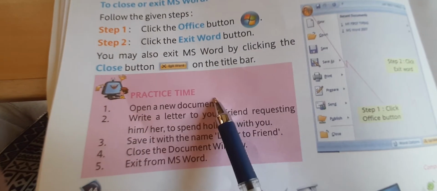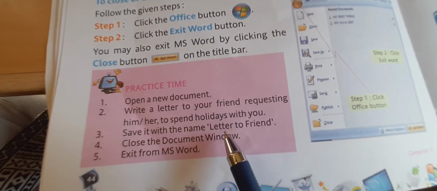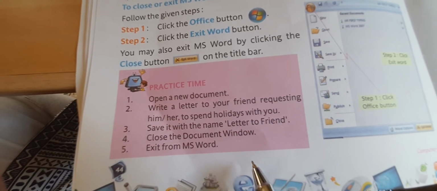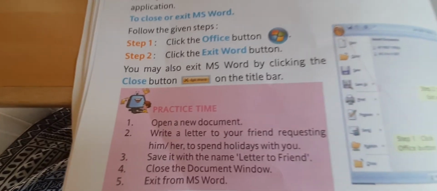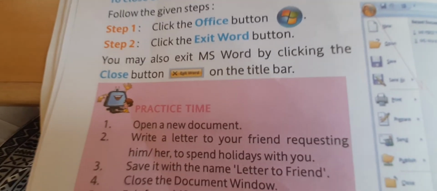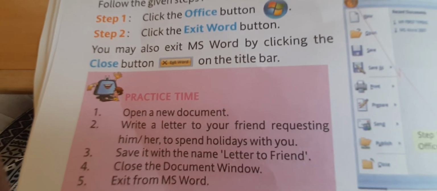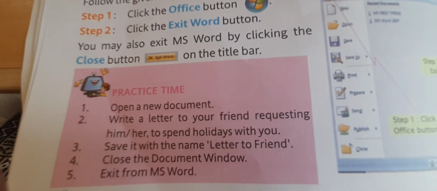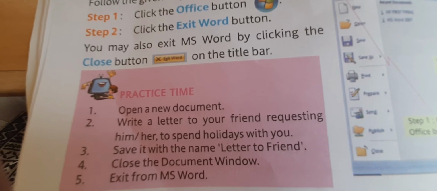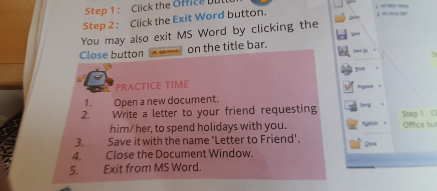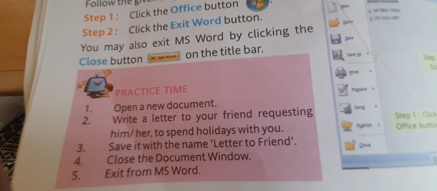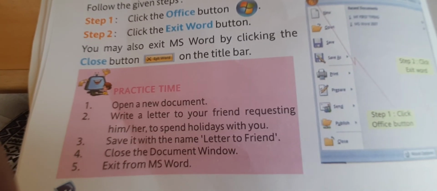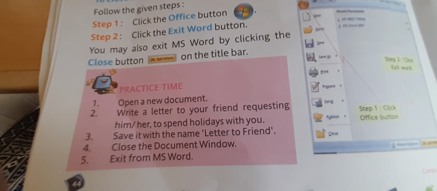Now again practice time. Open a new document, write a letter, save it with a name, close the document window and exit from MS Word. You can do all these practice assignments at home if you have a system, under the guidance of your parents. Please do not use the computer when your parents are not around, because it is a sensitive machine and mishandling can harm the system. Okay children, so we have completed the chapter here.